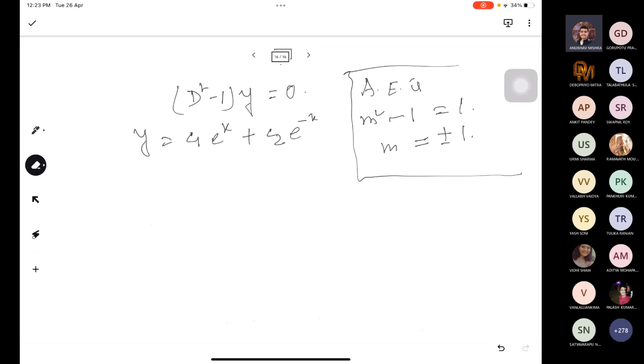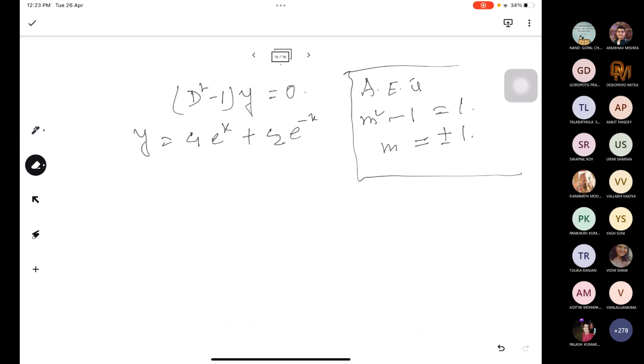Ma'am, so it basically depends upon the roots, whether they are equal or unequal? Yes, it depends on the roots, whether they are equal, unequal, or real and imaginary. Ma'am, m square minus 1 will be equal to 0 there. Yes, m square minus 1 equals to 0.